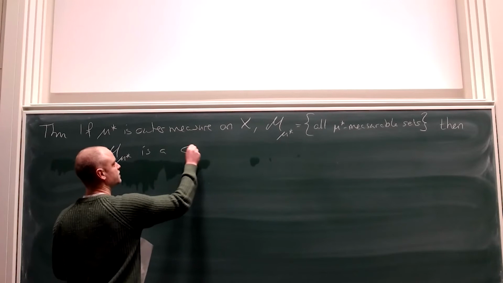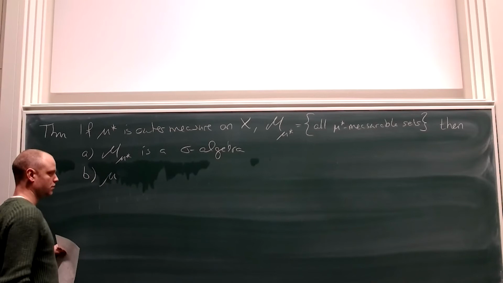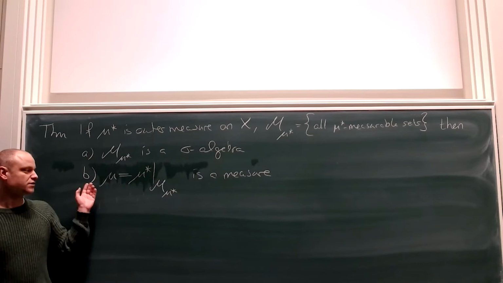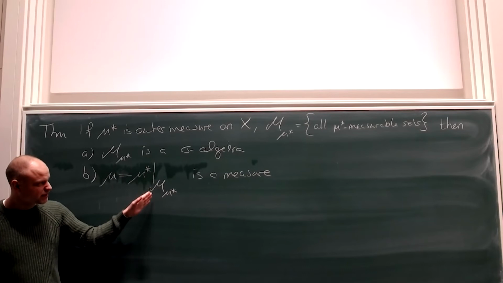And two, mu. All right, so this notation starts to get a bit complicated. Mu, and now define that to be mu star. This dash big line here means restricted to mu star.